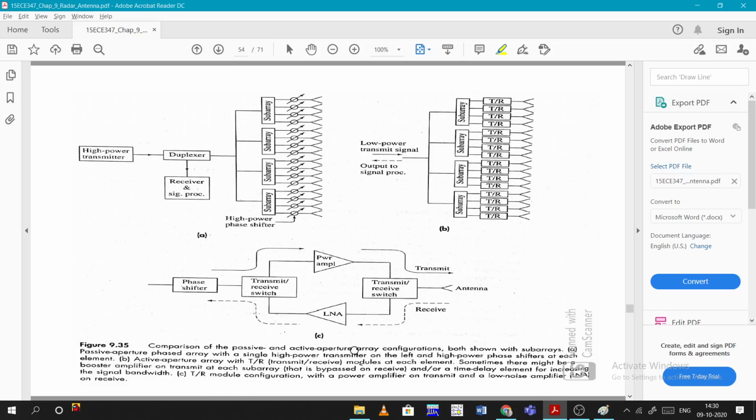Now the T/R module. C is the T/R module configuration with a power amplifier on the transmit and a low noise amplifier on the receive. This T/R module can be modeled like this. There will be a transmit/receive switch, a power amplifier, and another transmit/receive switch, and this is the LNA, the low noise amplifier. One phase shifter is there.